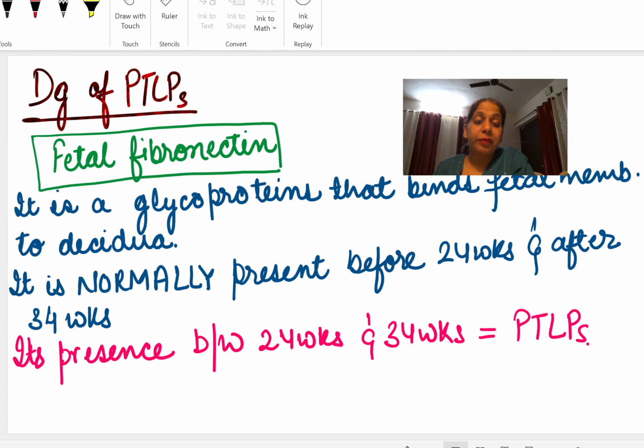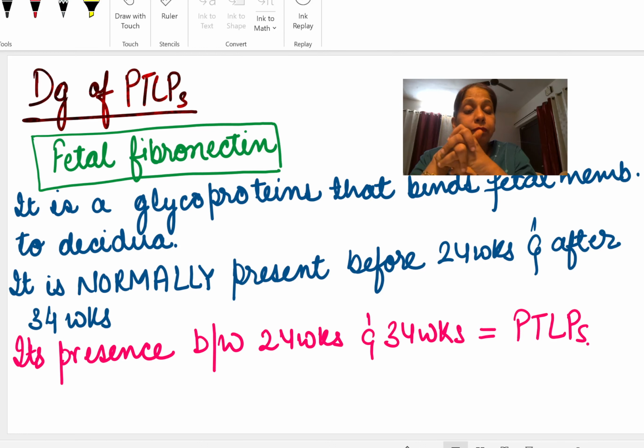Diagnosis of preterm labor pain is by fetal fibronectin. So what is fetal fibronectin? It is a glycoprotein that binds the fetal membrane. What are fetal membranes? Amnion and chorion to the decidua. So it is a glycoprotein that binds the fetal membranes, amnion and chorion, to the decidua. That is why these membranes are bound to the decidua or the endometrium.